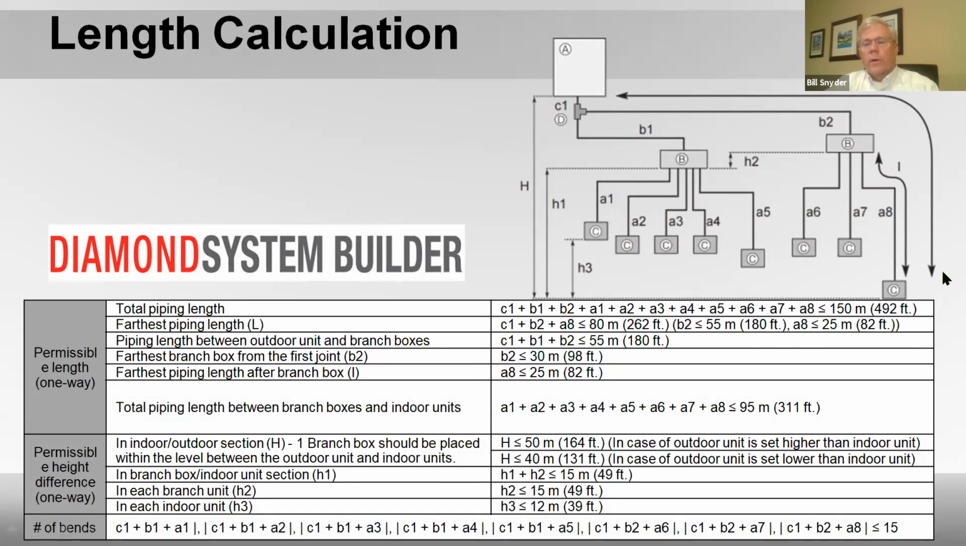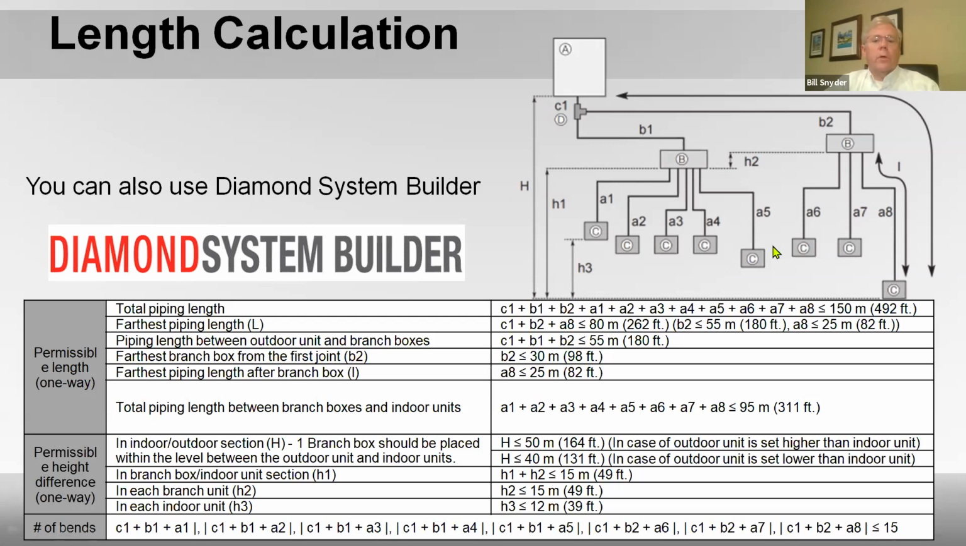There's a real easy way to figure this. And then once you do this, you have to figure out how much refrigerant to add, because anytime you are adding a unit with a branch box in, you are going to add refrigerant. You can do all of this on a program we call Diamond System Builder. It makes this very, very easy. It'll tell you, first of all, if the indoor and the outdoor units are compatible. It'll tell you if you've oversized it, undersized it, and what the refrigerant calculations will be.